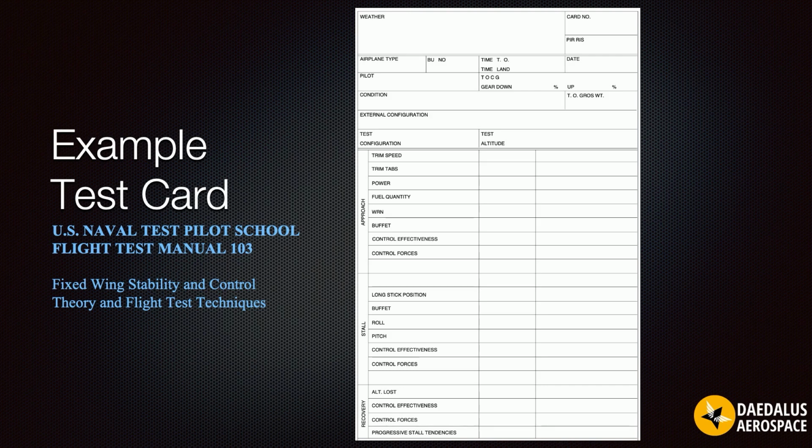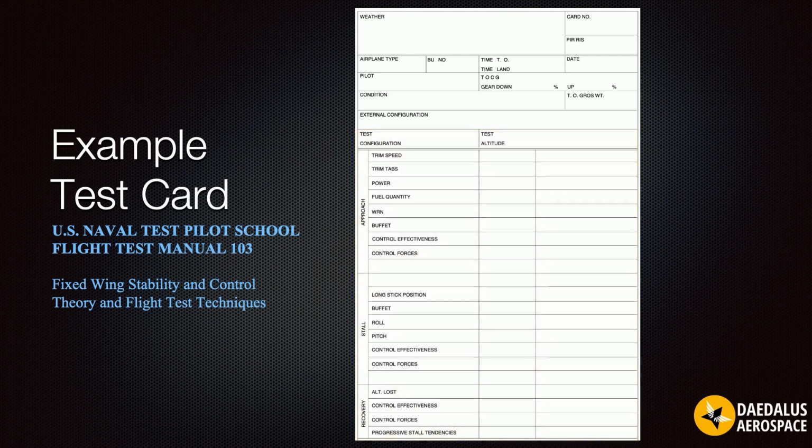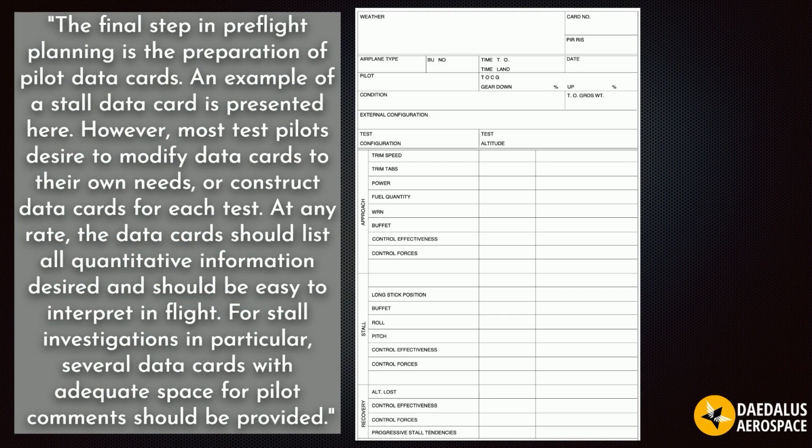The style of this card shows a sort of combination of elements that I described in other parts of this course, including both a cover card and a data card format. The U.S. Naval Test Pilot School Flight Test Manual number 103 includes a brief description of test card construction on page 2.28, and it says, the final step in pre-flight planning is the preparation of pilot data cards.